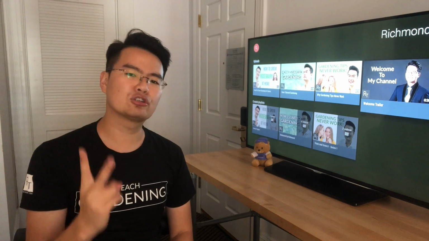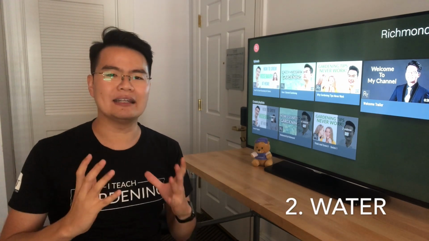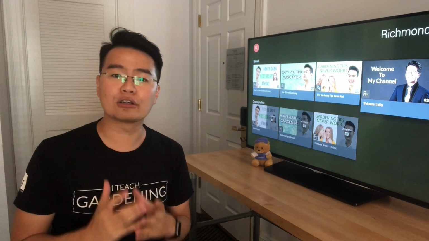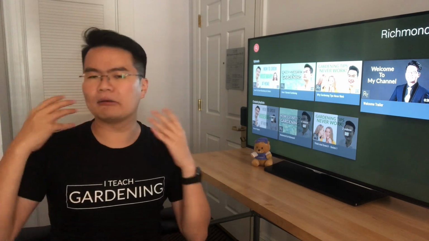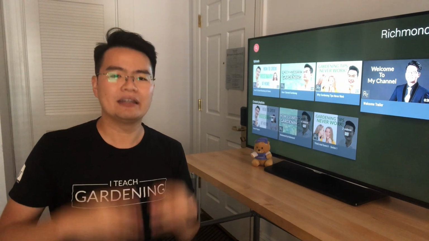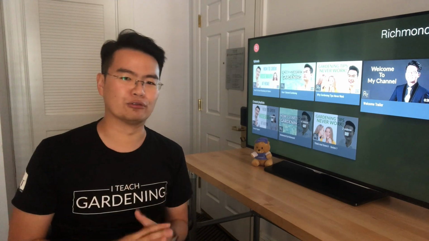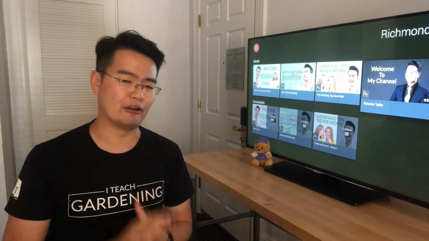And condition number 2, water. Just like sunlight, water is another very important condition to manage. The type of water, whether it's rainwater or tap water, it really matters. Knowing the right amount of water to give your plants is also very important.